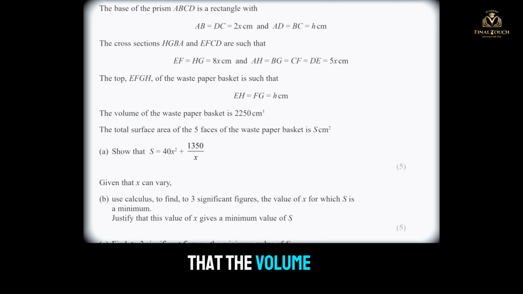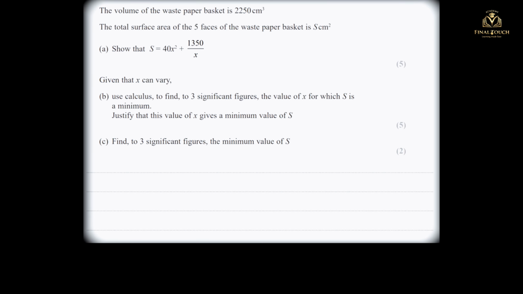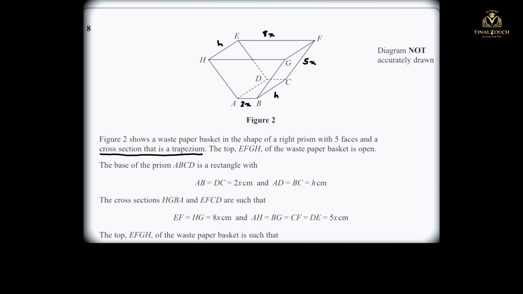They told us that the volume of the waste paper basket is 2250 centimeter cubed. The total surface area of the 5 faces of the waste paper basket is s centimeter squared. Show that s is equal to 40x squared plus 1350 by x. So for this one, what we can do is, first of all, find the height of the waste paper basket. How can we find the height of the waste paper basket?